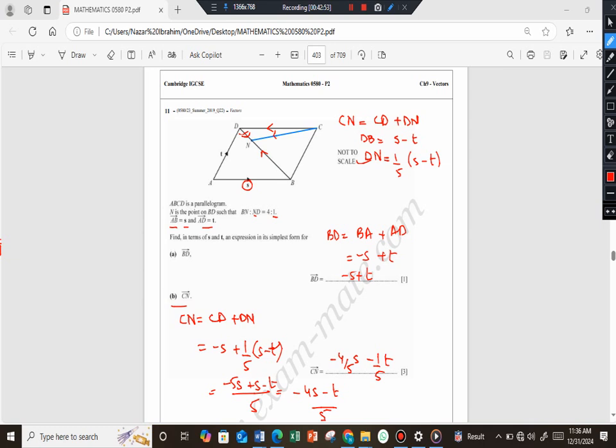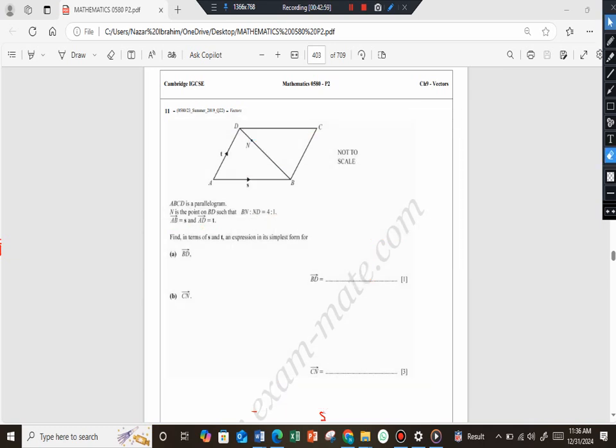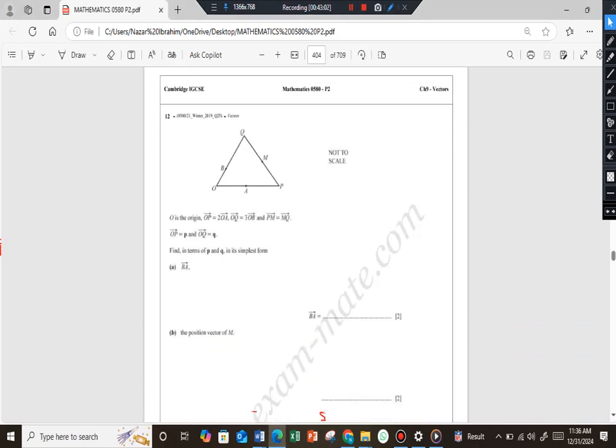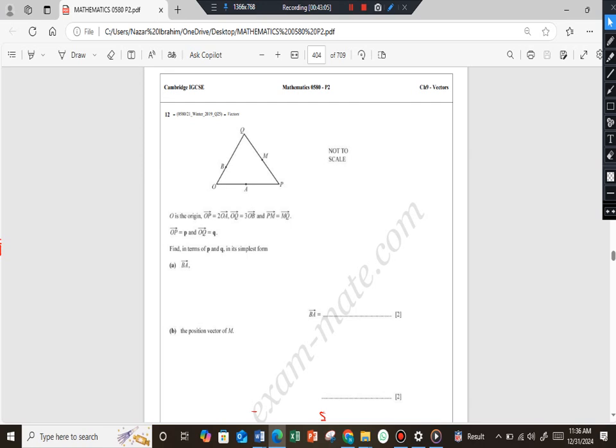Clear? Okay. Moving to question number 12. Triangle again, right? We have done almost 11 questions, and you must have noticed that using the properties of parallelogram, using the ratio, and using all these simple things, we are solving the vector questions. That's all. In this question, O is the origin, the position vector of P is equal to 2OA, and OQ is equal to 3OB, PM is equal to MQ.